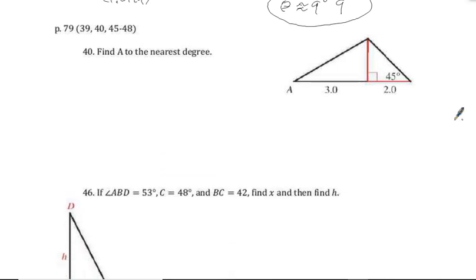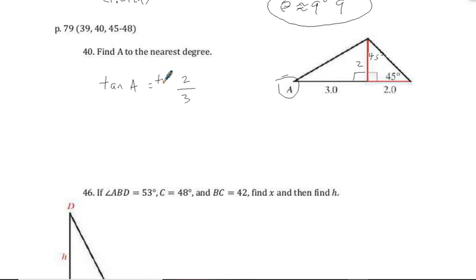In 40, I see 45 degrees in a right triangle. Well, that means this other angle is 45 degrees. And in a 45, 45, 90 right triangle, both legs are the same. So this 2 units is the same 2 units here. To find angle A to the nearest degree, I notice that I have the opposite and the adjacent to angle A in this right triangle. So I can find tangent of A is opposite over adjacent.